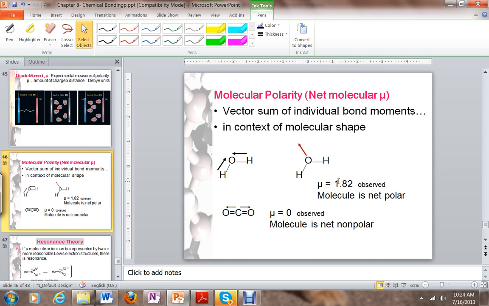That is going to be different from 0, a little bit higher. Remember, this is polar covalent, and by the way, water is very polar, so it's 1.82. It's not 2, because that would be ionic, but it's 1.82.